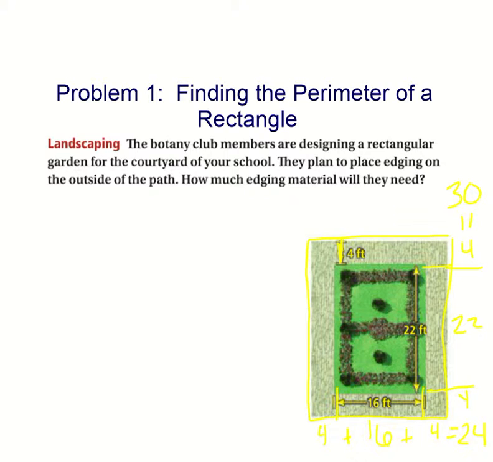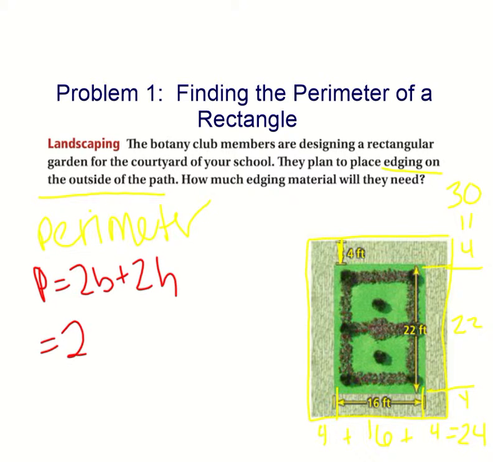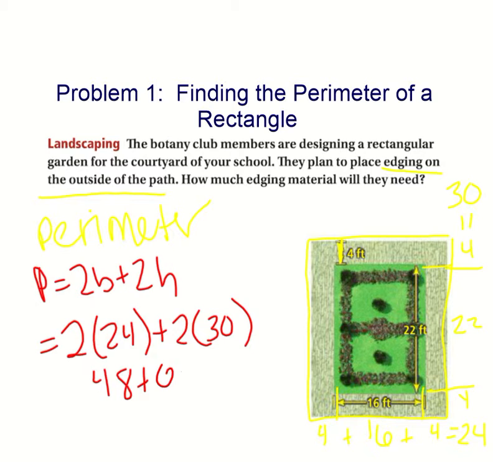And if we're going to find the edging on the outside, we're going to find perimeter. If you remember our formula for perimeter, it's P equals 2 times the base plus 2 times the height. We plug those in. Our base is 24, our height is 30. We get 48 plus 60 gives me 108.